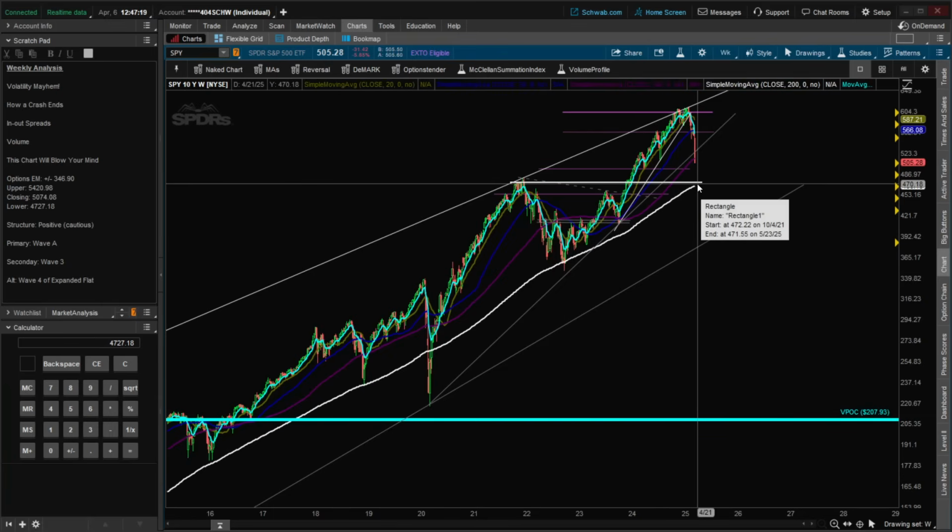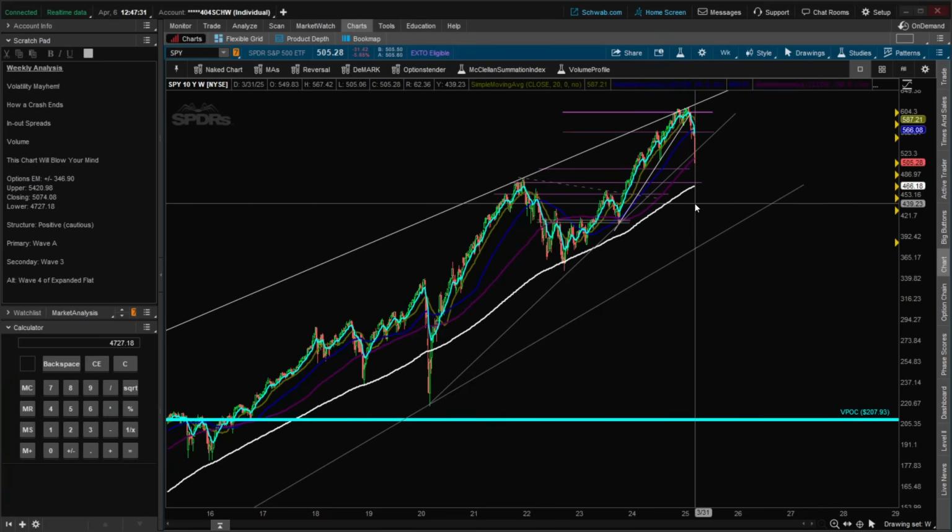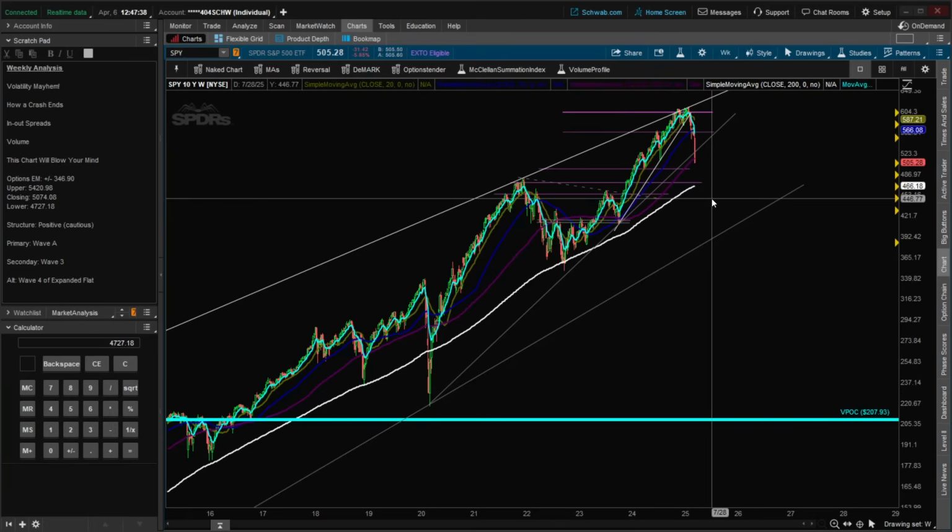So it could break down all the way to this point, and I think that's a likely situation. 470 does not seem out of the question. Maybe it spikes through really fast in a crash situation. You can get that spike through there down to our point. So if you're holding puts, great, but when you start to get into these levels, hold on tight and take profit maybe, or hedge, do whatever you need to do.